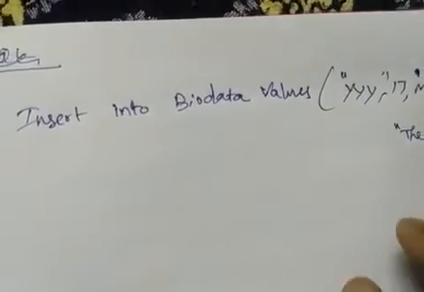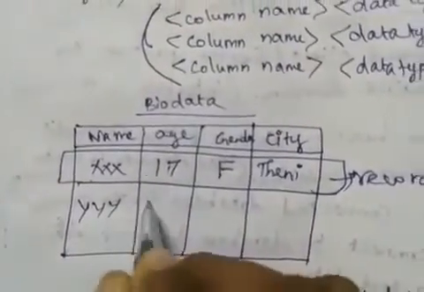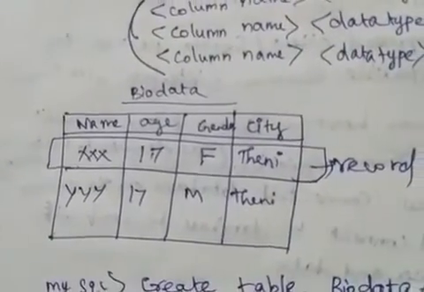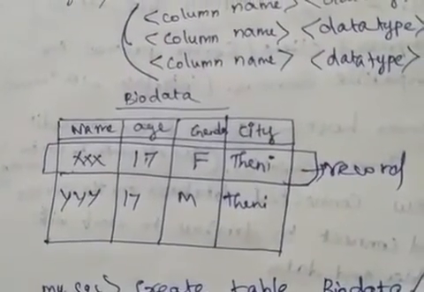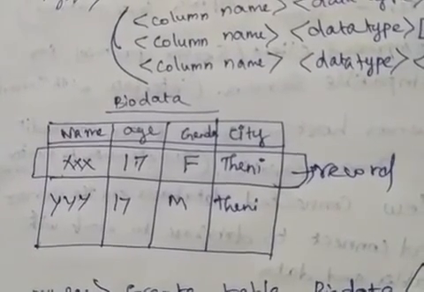So after pressing the enter key, that one record got entered into the biodata table. So students, today we have learned about how to create a table and how to insert rows in the table.